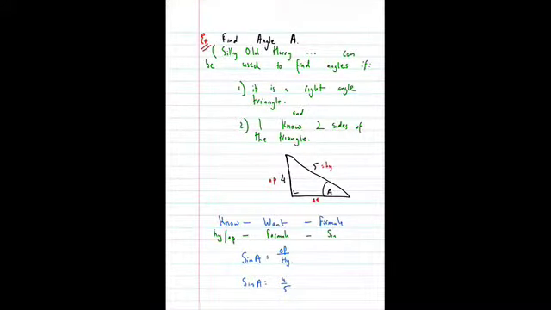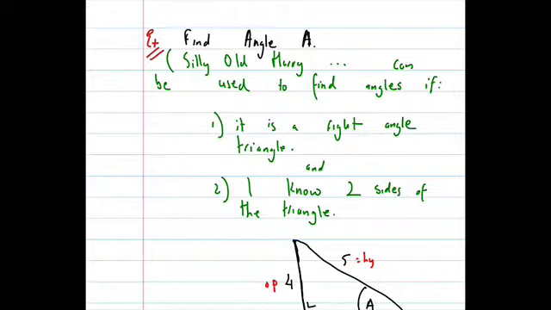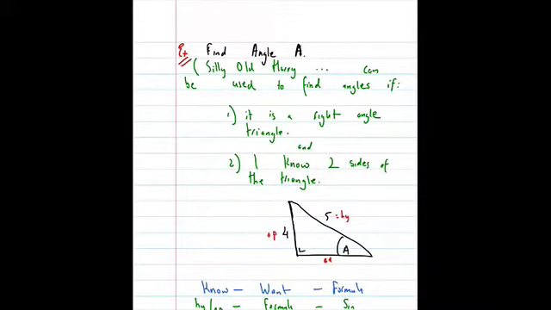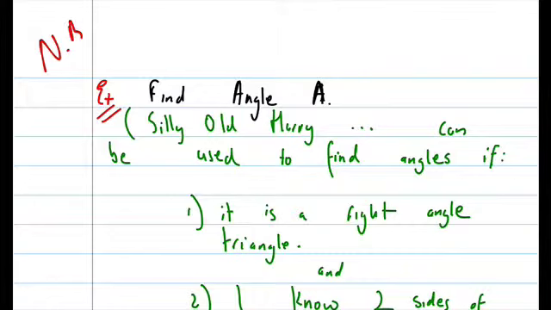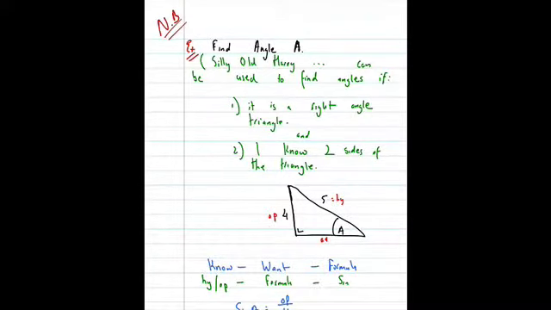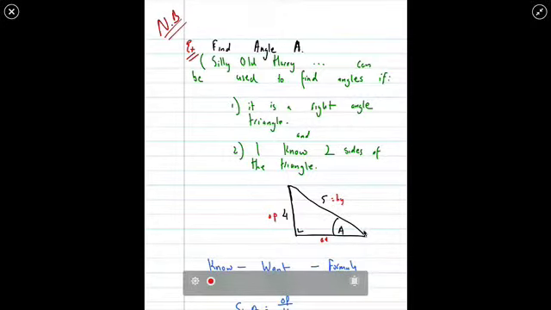Right, in this example, find angle A. Now this is a little bit different, so I'll put an NB here beside it. Find angle A, right? So let's look at this triangle here. I'm looking for angle A.